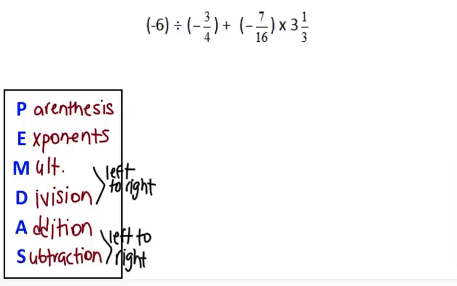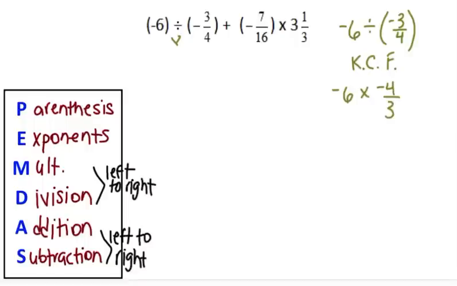Multiplication and division. I see that division comes first, so I'm first going to solve -6 divided by -3/4. Now, I'm going to rewrite this on the side. -6 divided by -3/4. I know when dividing fractions, the rule is keep, change, flip. So I'm going to keep the -6, change the division sign to a multiplication sign, and flip my fraction, -4/3.